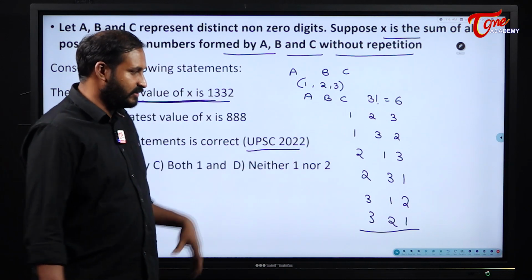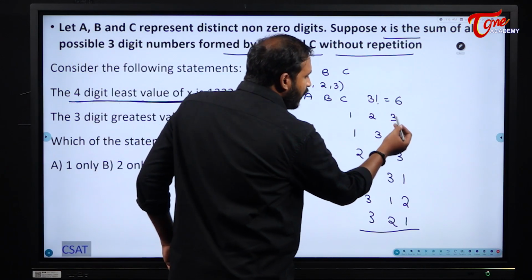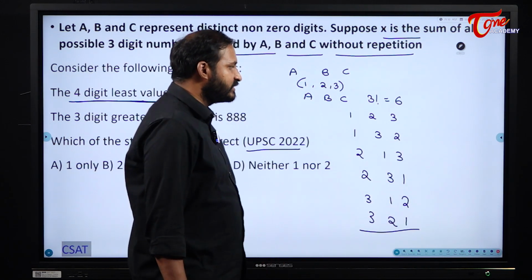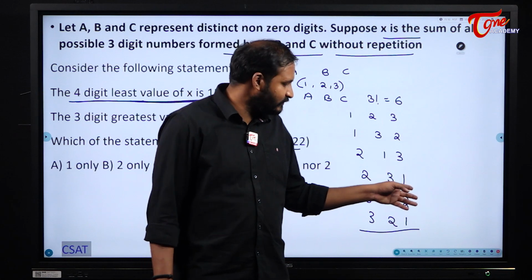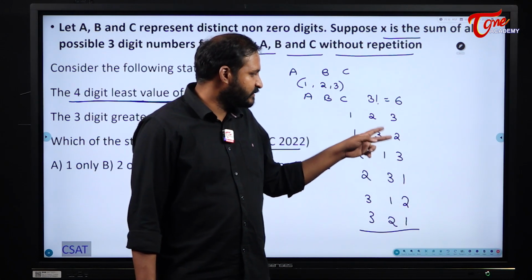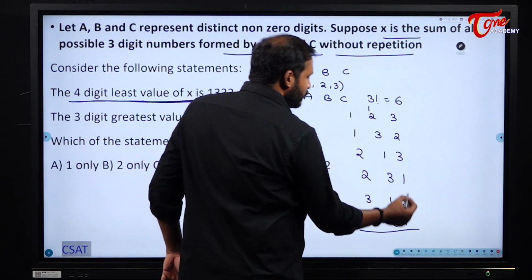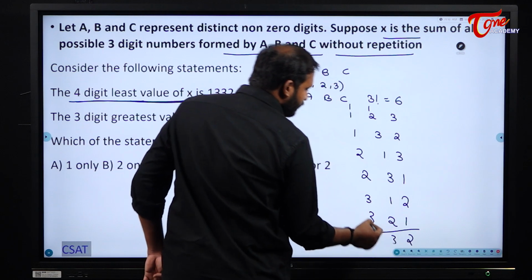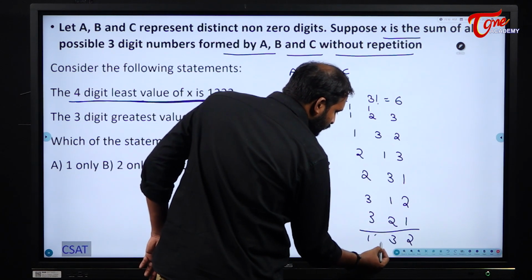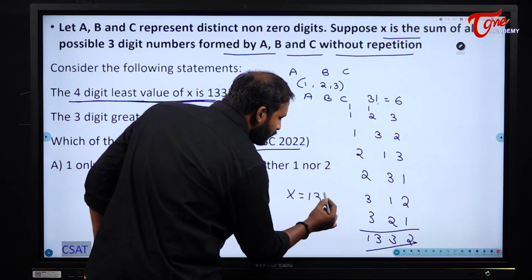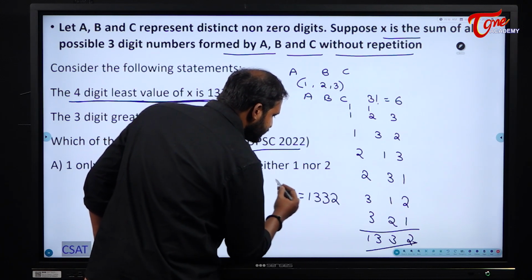Now when I add all these values, what does it become? The 2s will appear 2 times, the 3s will appear 2 times and the 1s will appear 2 times. So 2 plus 4 becomes 6, 6 plus 6 becomes 12. The same sum here also, 12 plus 1 is 13. So the least sum, the X value, will become 1332. That is the thing they are telling.